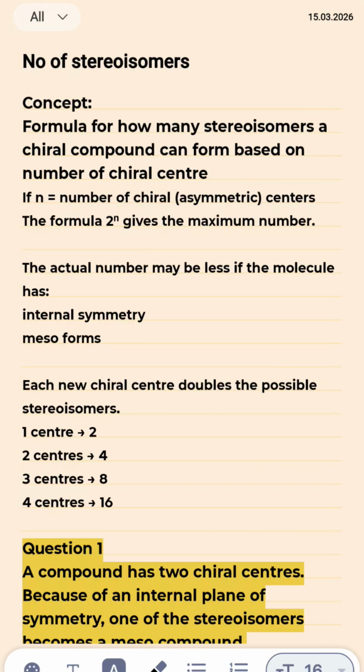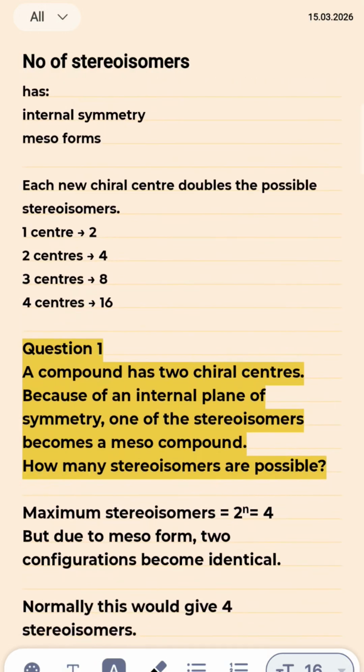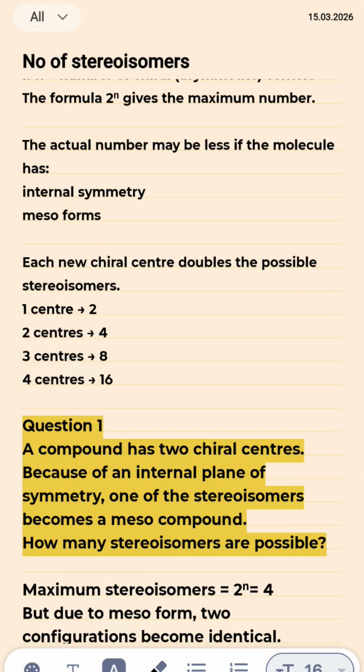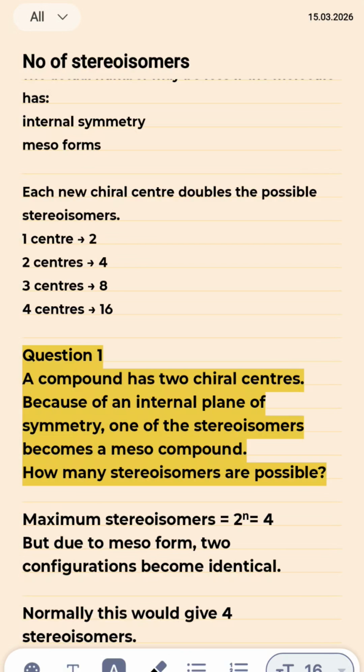But if there is any internal symmetry in the structure of that molecule, generally we use the Fischer projection to see the Fischer structure. If there is any internal symmetry and, due to this, there exists a meso form, then the number of stereoisomers is bound to reduce. Otherwise, each new chiral center will double the possible stereoisomers in general, if we are not talking about a meso compound.